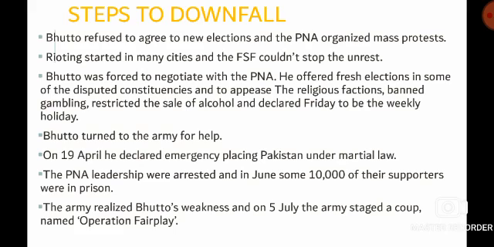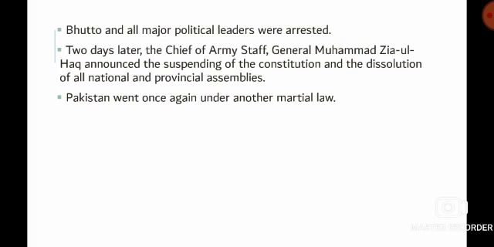So on 5th July, the armed forces staged a coup named Operation Fair Play, and Bhutto and all other major political leaders were arrested overnight. Two days later, the Chief of Army Staff, General Muhammad Ziaul Haq, announced the suspension of the constitution. Furthermore, he dissolved all four provincial assemblies as well as the National Assembly, and in that way, Pakistan went under martial law again.